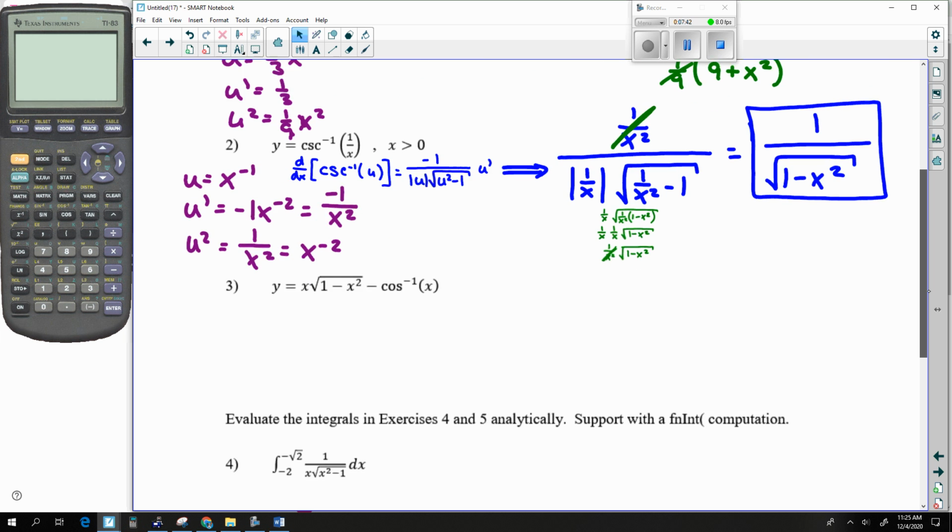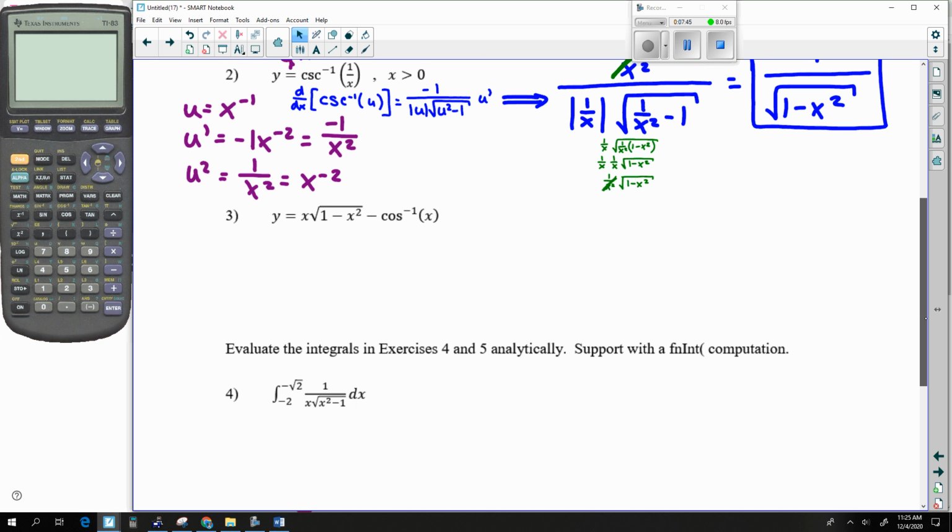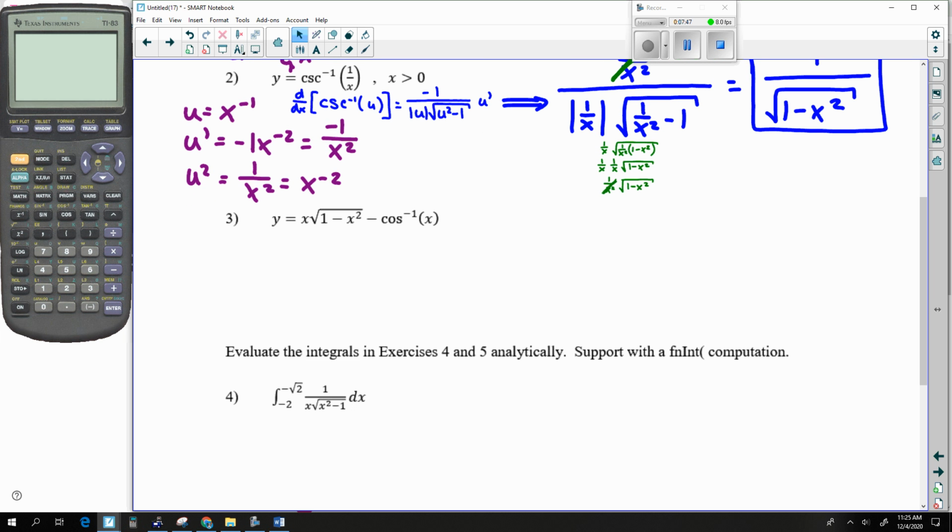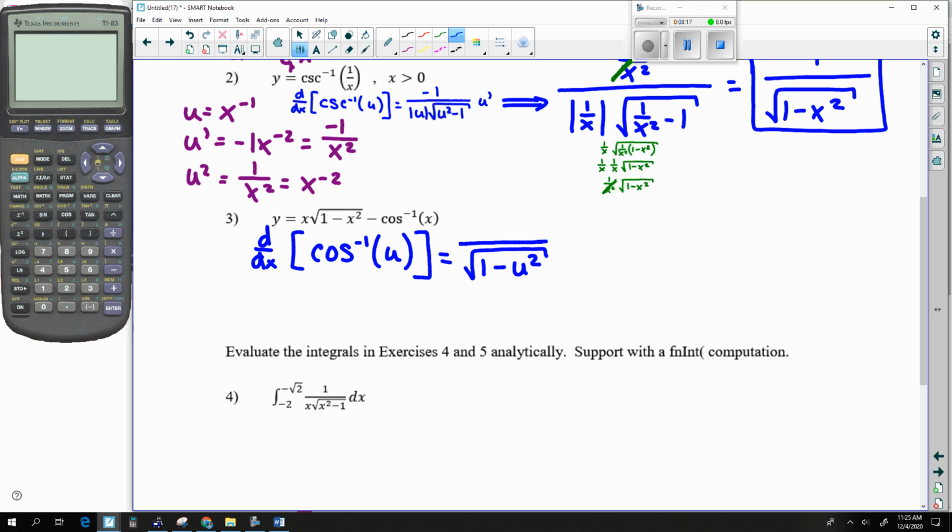If it wasn't for algebra, everything would be easy. Okay, I can worry about the square root portion here. That's a big time chain rule thing going on. Let's focus our attention on the inverse cosine. I know that the derivative of an inverse cosine is negative 1 over the square root of 1 minus u squared, times u prime.